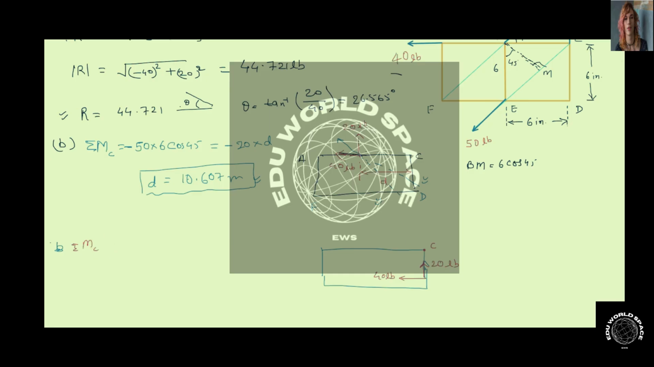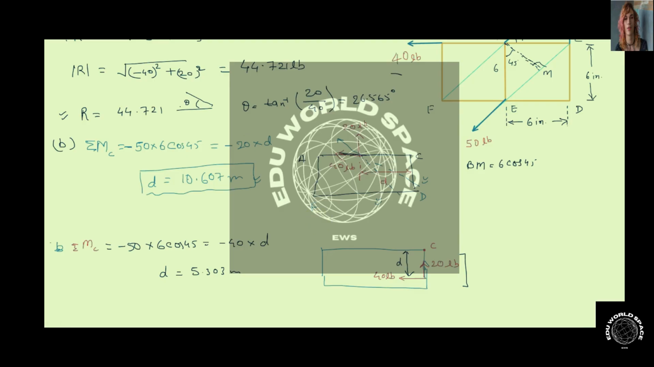The moment about point C in the actual diagram was minus 50 multiplied by 6 cos 45, and in the equivalent diagram, this 20 pound force is going to cause 0 moment. Let us say that this time this distance is D. Again this is going to cause a clockwise couple, so I will use minus 40 multiplied by D. So we can get the value of D here, and D comes out to be 5.303 meter.